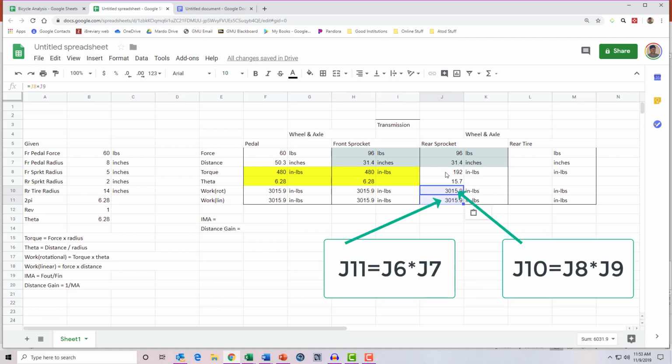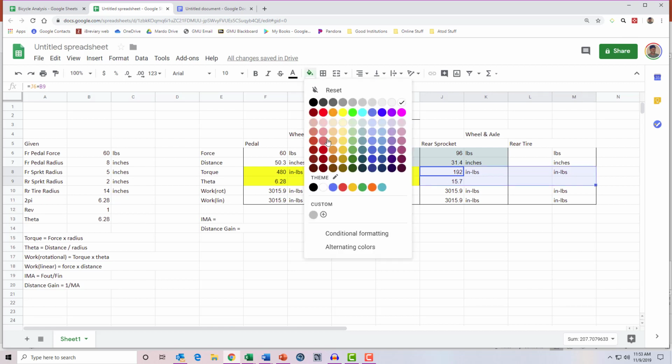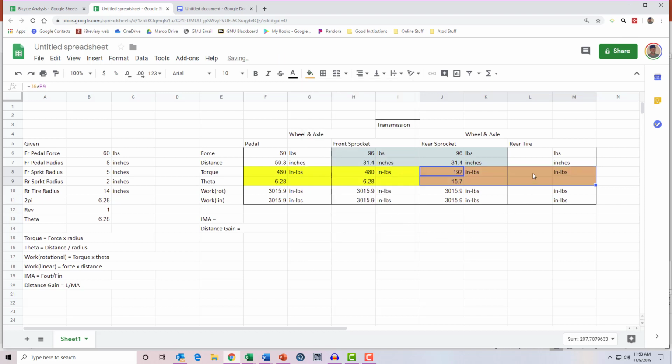And now what I want to show is, again, from the rear sprocket to the rear tire, this is a machine. So once again, torque and theta remain the same. I'll just give it a different color. Okay, and I'm simply going to copy this to this. This equals that.